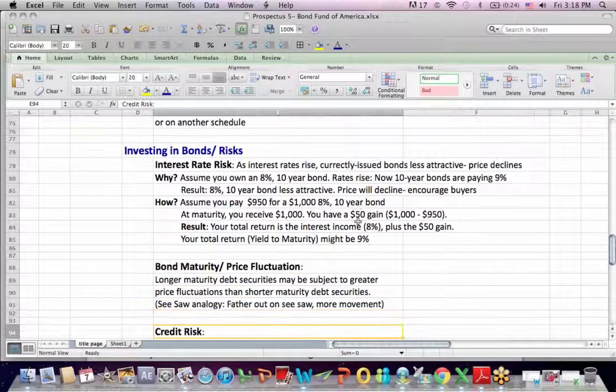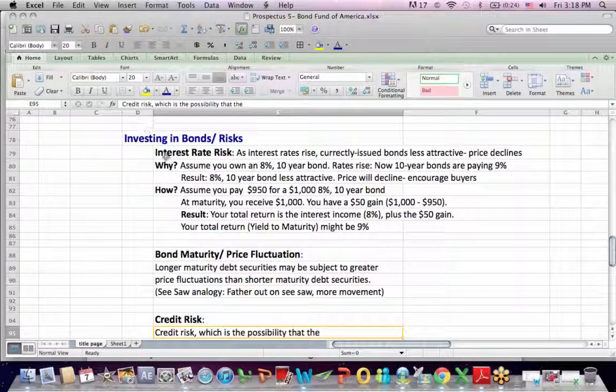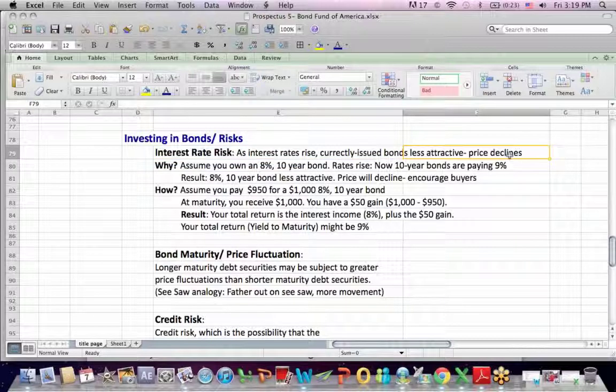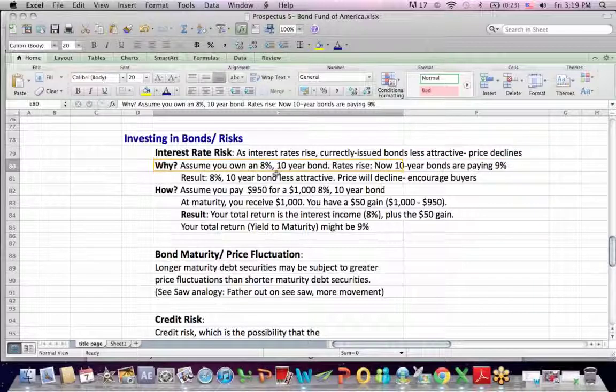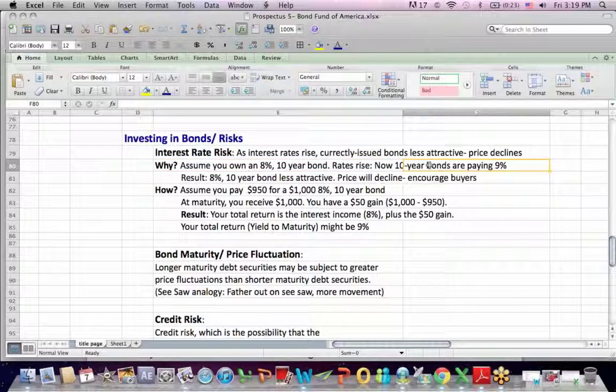The important thing I want to cover in this video are the risks to investing. And first of all, interest rate risk. And the risk is that if interest rates rise, currently issued or outstanding bonds are less attractive, and as a result, the price of those bonds decline. So here's an assumption. Why is that? Assume you own an 8% 10-year bond and rates rise. So now instead of 8%, a 10-year bond of the same quality is paying 9%.